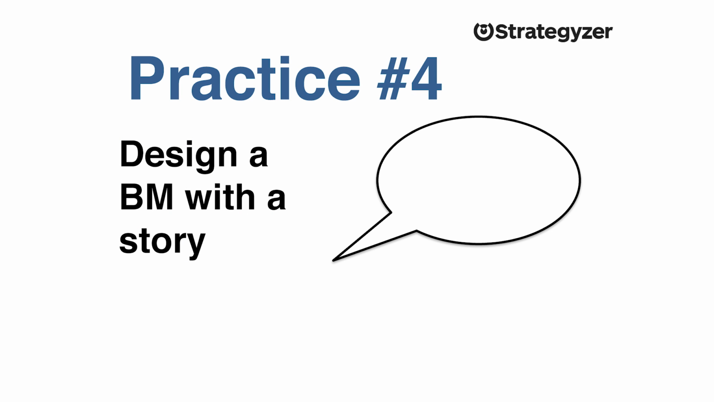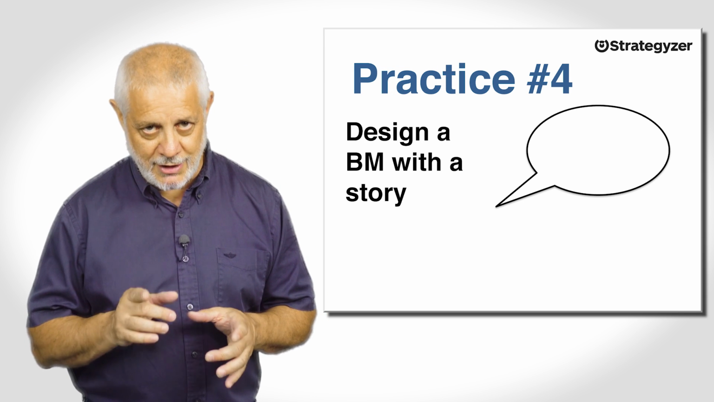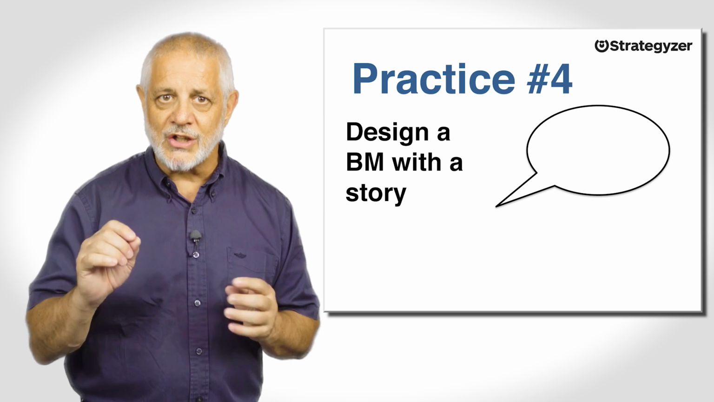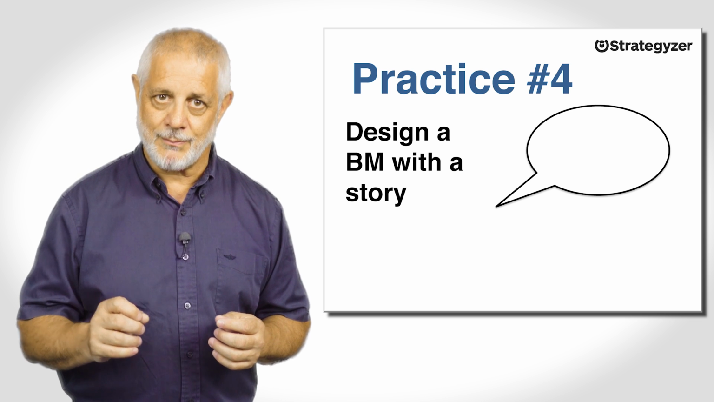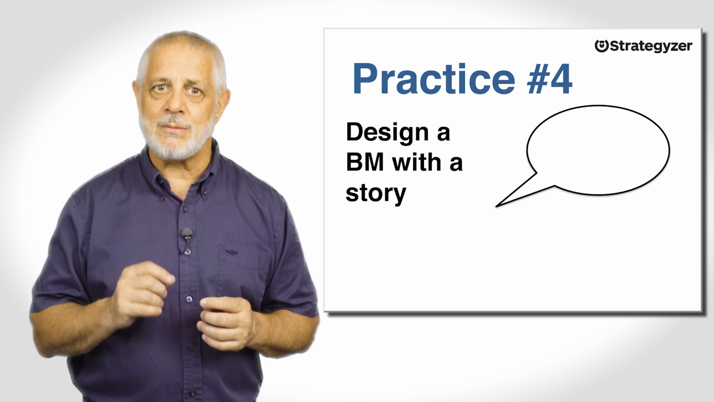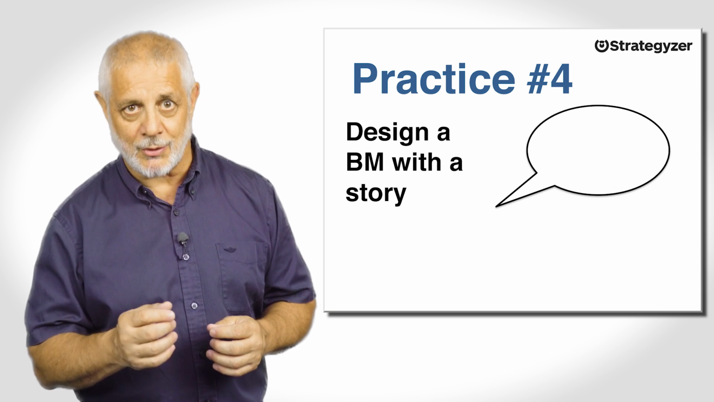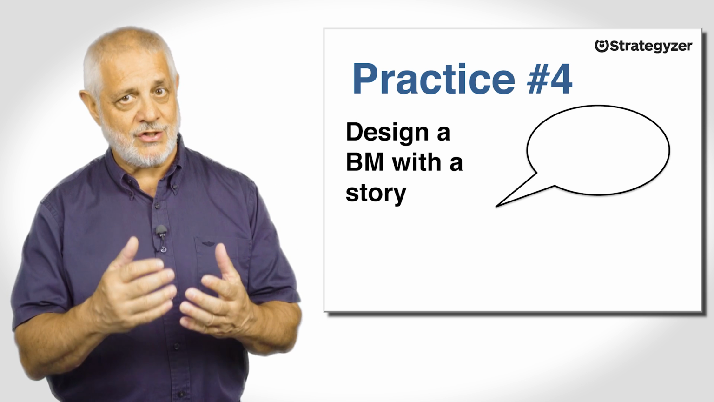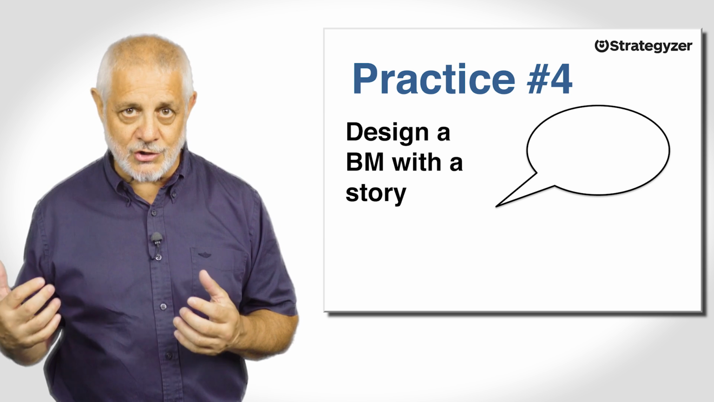Practice number 4, design a business model with a story. It's not enough to understand each of the components of the business model individually. You should be able to see how each element in the model links with other elements to tell the story of how the business works. Now, this also serves as a check and balance that you have covered all the necessary elements in the business. For example, how you accounted for all the resources necessary to support the activities to build the value proposition, or for a particular customer segment.